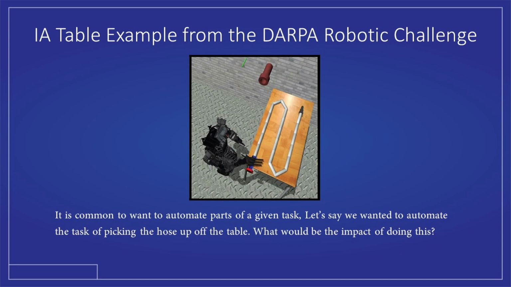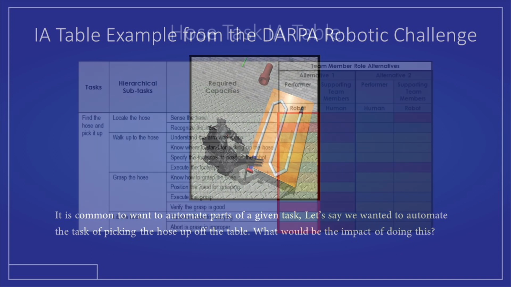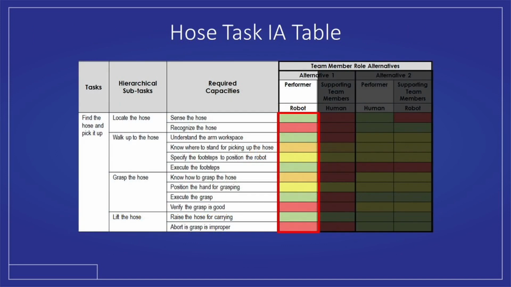Engineers are typically optimists, and that's a good thing, but they also need to be grounded in reality. IA can help in answering this question about the impact of these common design questions. So let's see what IA tells us about this one. If we want to automate the entire task, we're basically saying we want to restrict our workflow to the robot performer column and ignore the rest of the alternatives.